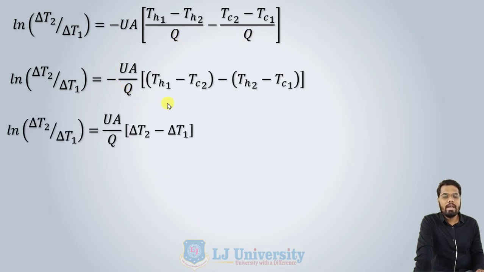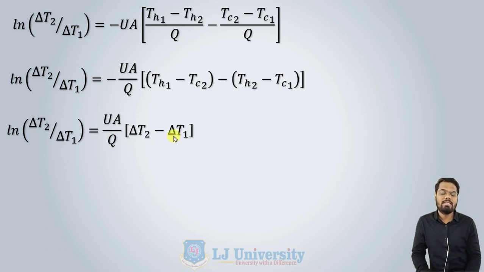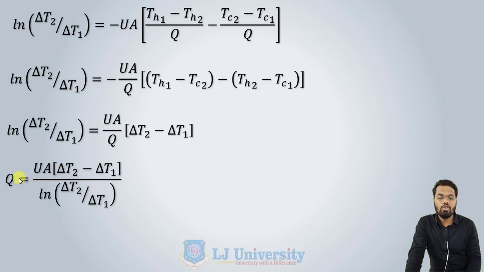Taking this minus into the bracket, we will get delta T2, the temperature difference at the exit, which is going to be Th2 minus Tc1, minus (Th1 minus Tc2). If we put this minus in the bracket, these two terms will interchange. So this Th2 minus Tc1 will become delta T2. This Th1 minus Tc2, the temperature difference at the inlet, becomes delta T1. Now again rearranging this equation, we will get Q is equal to UA (delta T2 minus delta T1) upon ln delta T2 divided by delta T1.